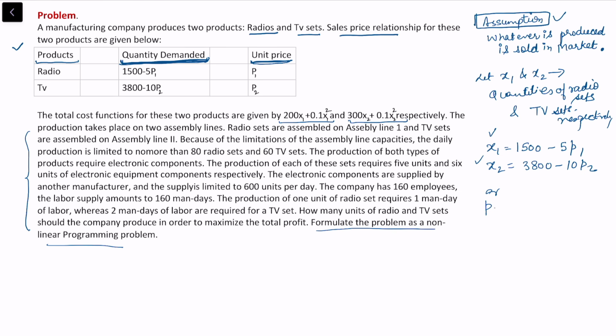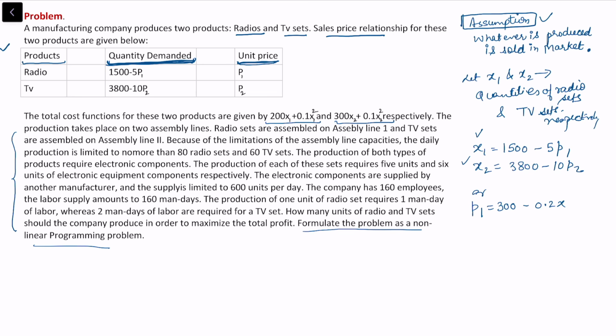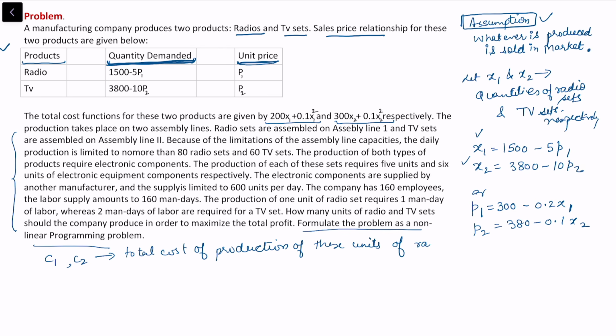So we can simply say p1 is 300 minus 0.2 times x1. So taking the constant on the other side, we get p1, and p2, which is 380 minus 0.1 times x2. And now let's say c1 and c2 stand for the total cost of production of these units of radio sets and TV sets respectively.